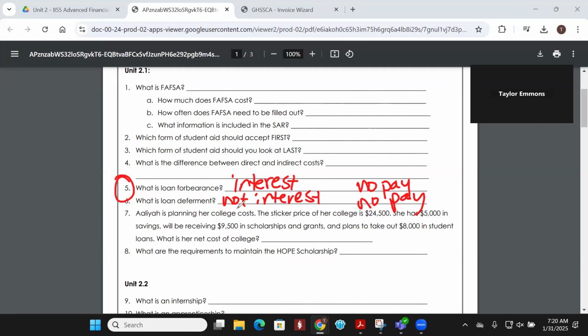Okay. What about net cost? A lot of y'all messed this one up, or asked me questions about it. When you do net, you take your sticker price, which is the tuition, the fees, and all that jazz. If you looked up how much it costs to go to such and such school, that's the sticker price. Then to get the net cost, you subtract your scholarships and grants. All these other numbers don't matter. So you take 24,500 and subtract 9,500. What does that give you? 15,000.